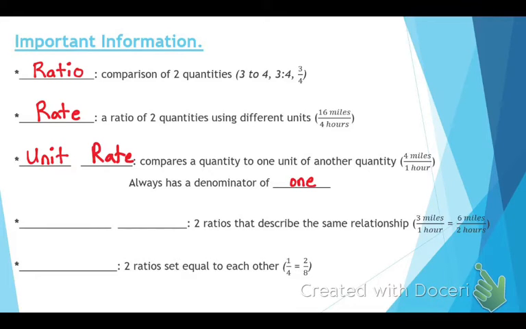On to the next one, two ratios that describe the same relationship. So this means 3 miles per 1 hour is the same thing as 6 miles per 2 hours. Does anyone remember what that's called? Equivalent rates. Okay, so that means that they are equal.